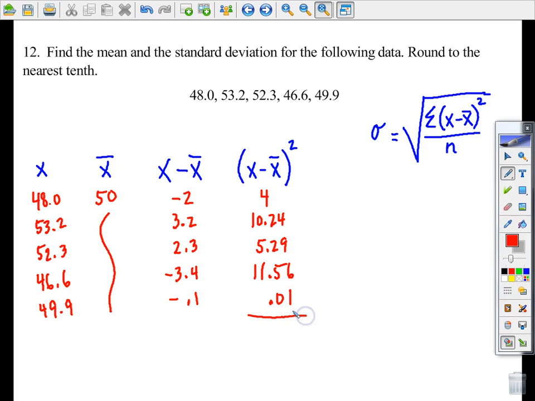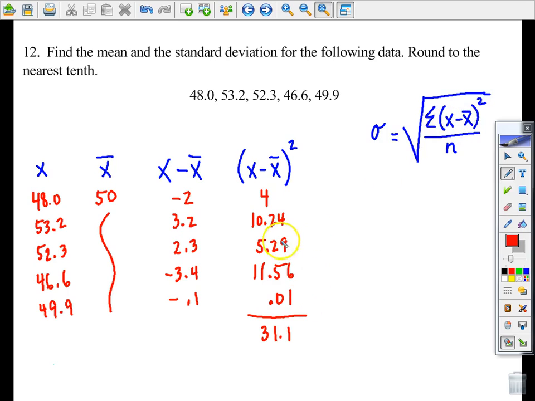So this is the one column we need to find a sum for. So let's add these up. And I'm just running through them, just like maybe you are. And we get 31.1 as the sum.